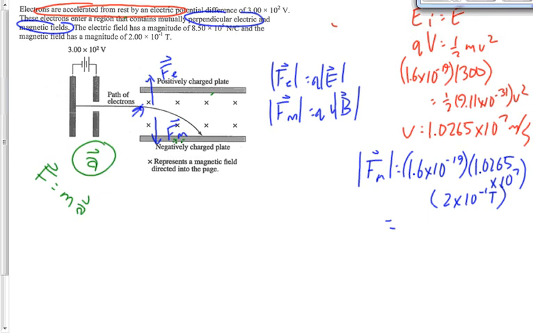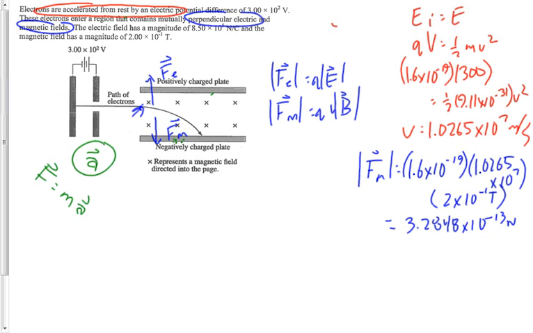I get 3.2848 times 10 to the minus 13 newtons. Simon didn't just say there's a magnetic force. He said there's an electric force too, right? We just found the magnetic force. If it's going to be relevant to us, then probably the electric force will be as well. So let's get that now as well.